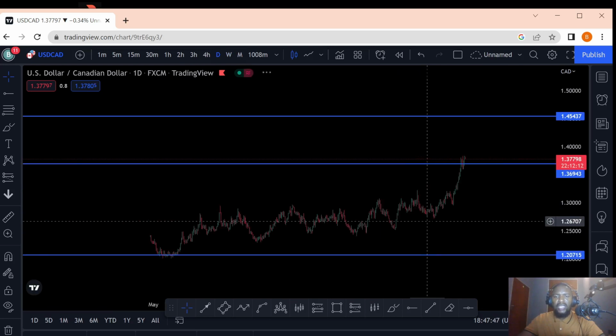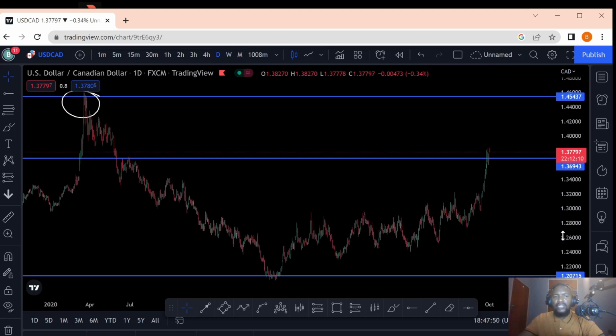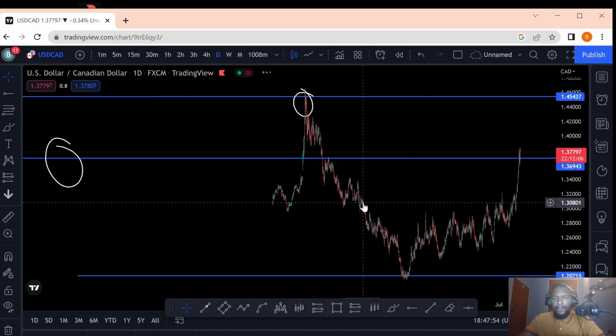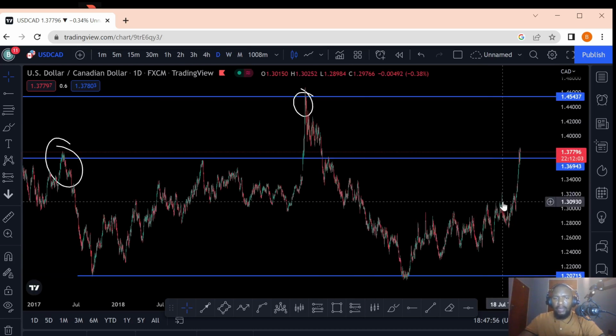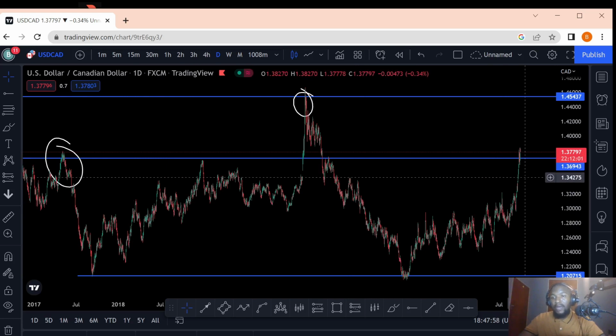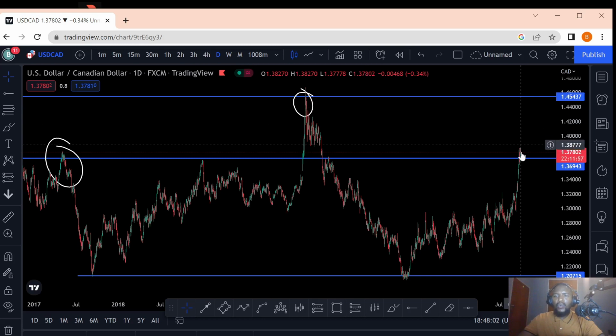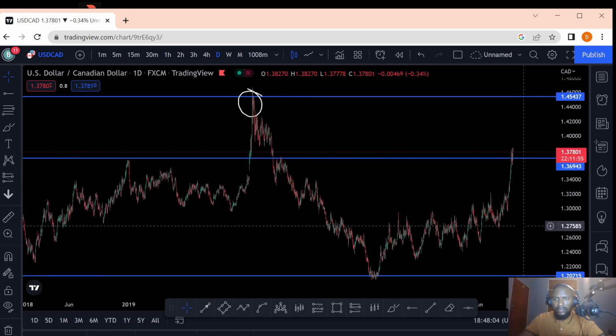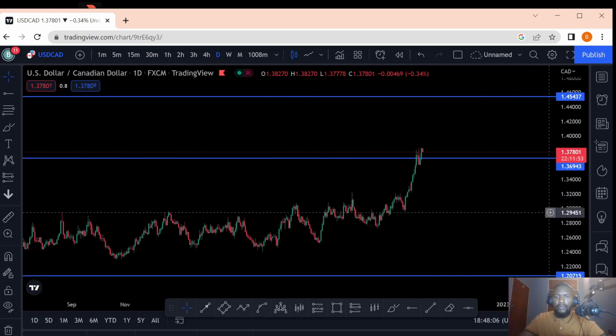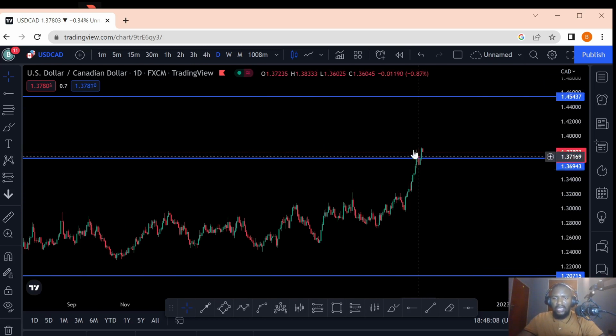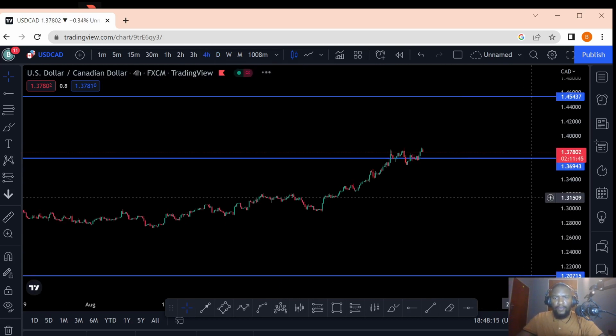On the smaller scale structure, from here you need to see what's going to happen. The question is, will the market continue to shoot up, or will the market still sustain the sells, right? Let's find out. Right now, there's nothing more that you can identify on the daily. Let's move to the 4-hourly chart.